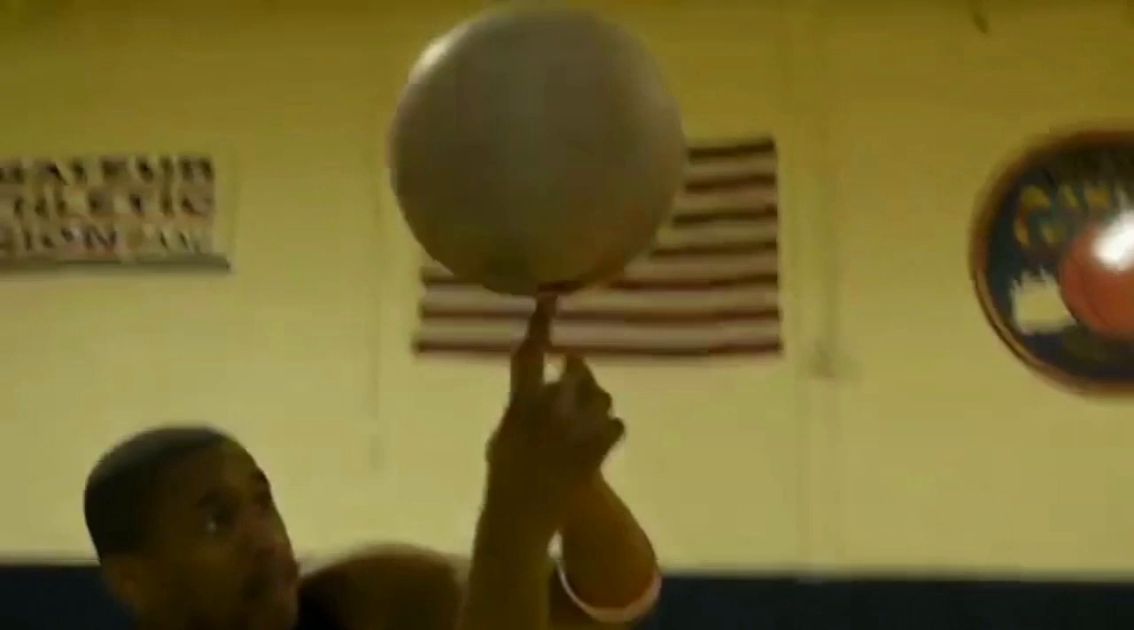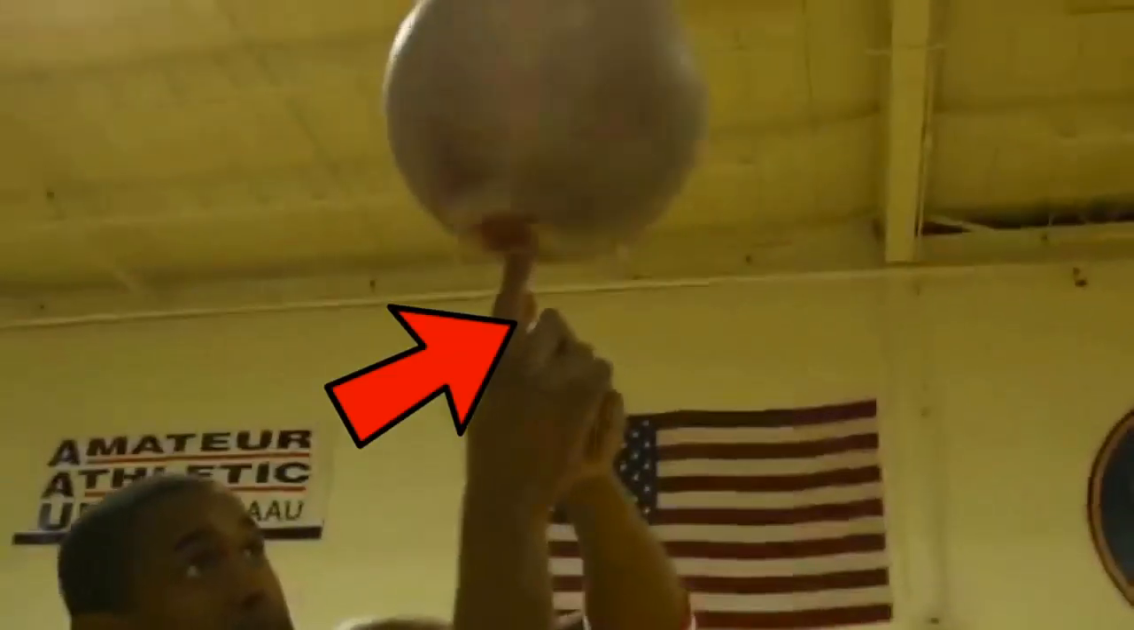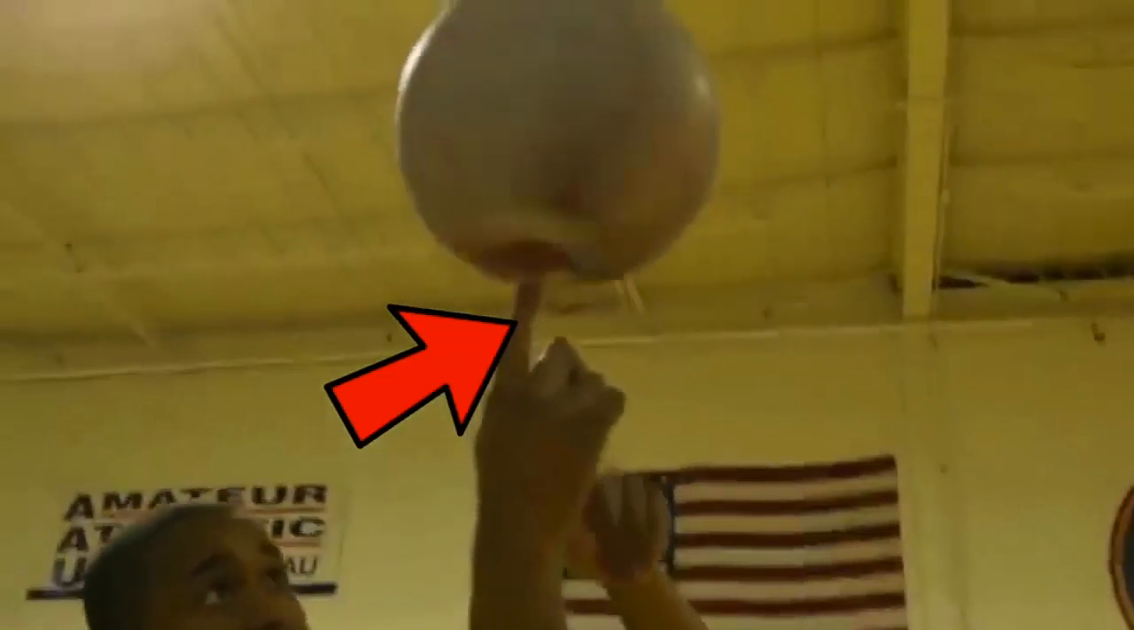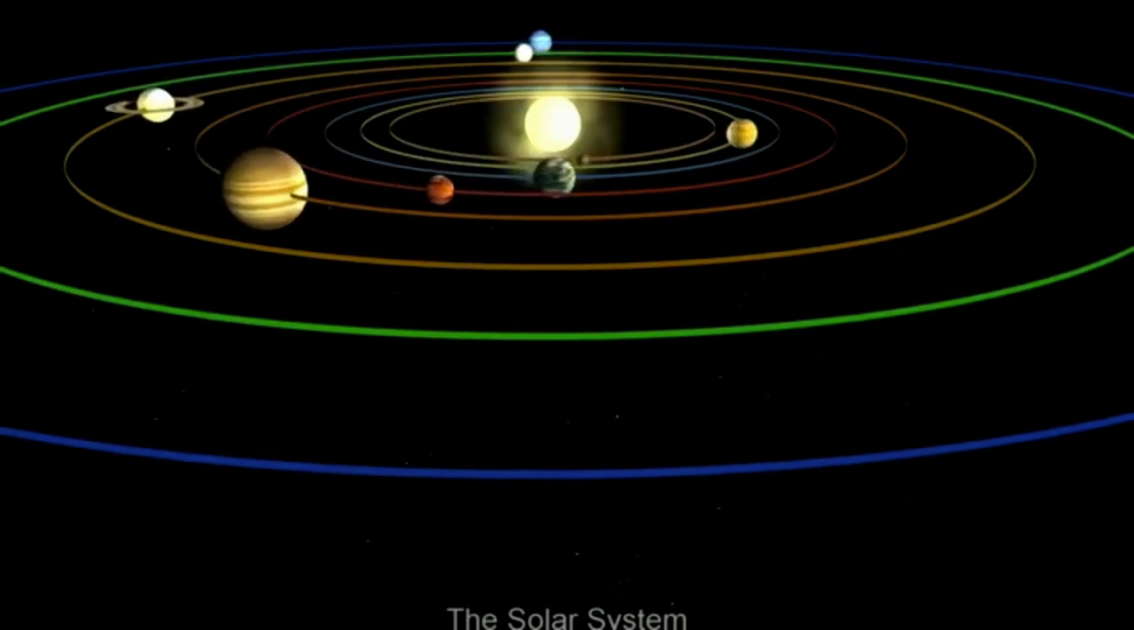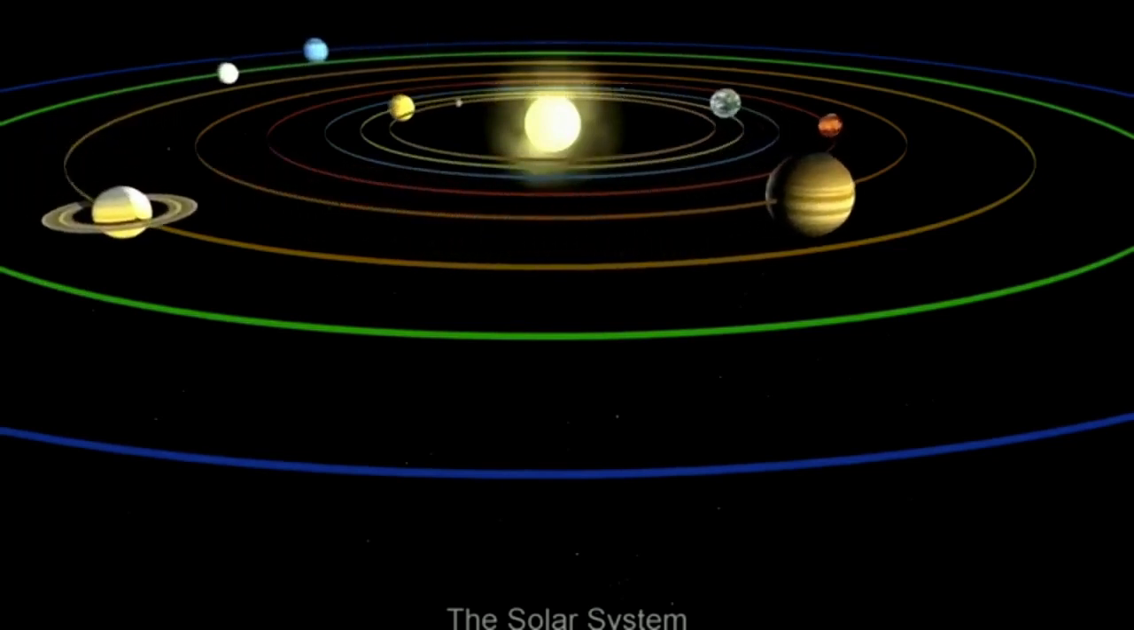The basketball is bouncing on your finger, and the whole basketball is rotating around the one central point being on your finger. That's rotation. Revolution is a bit different. Revolution is how the Earth rotates around the Sun.